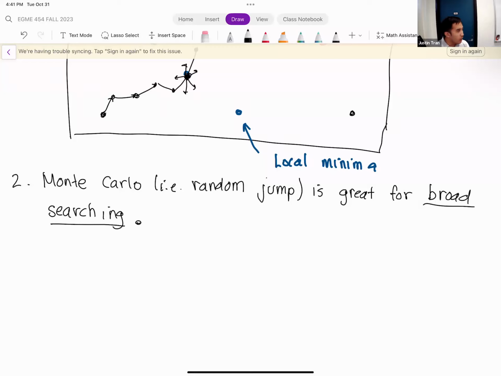The terminology that I use for that is it's good for broad searching. It just jumps randomly everywhere, and so you get a good sampling of everywhere within your problem. Random walk, on the other hand, has this kind of causal nature to it, so wherever you step depends on your current point. Random walk is much better suited for improving, almost like fine tuning, a design point.